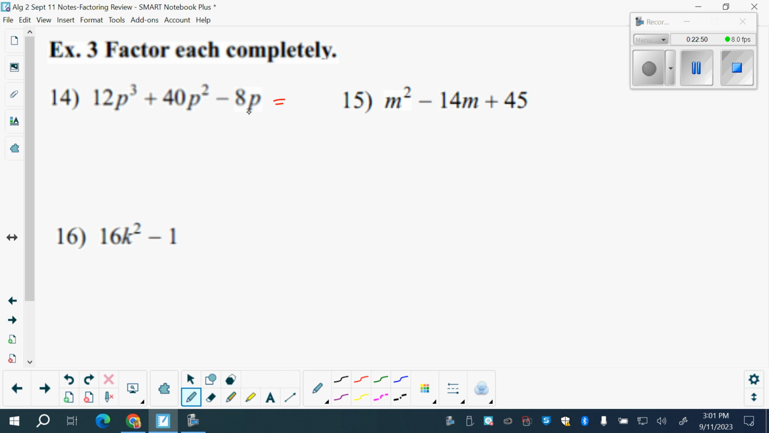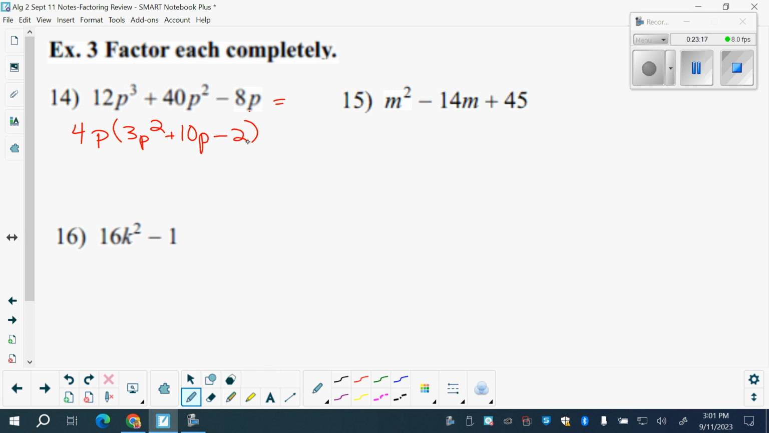So see how there's just a p here? We can take a p out, and then what number is the biggest number we can take out of here? 4, good. So we could also take out 2, but we want to take out the biggest, which is 4. So this would be 3p squared, 10p, and minus 2.